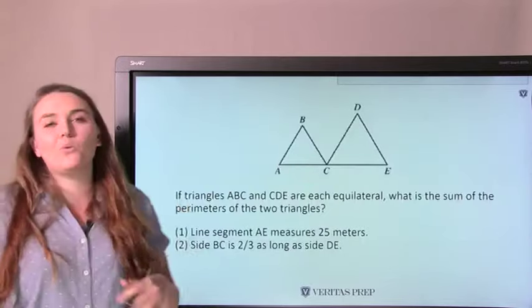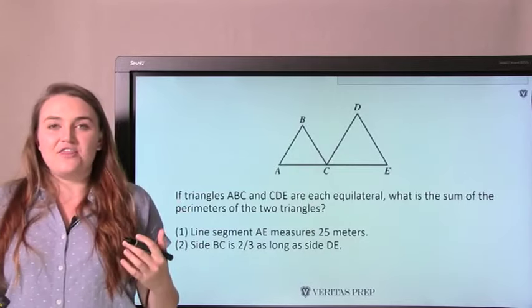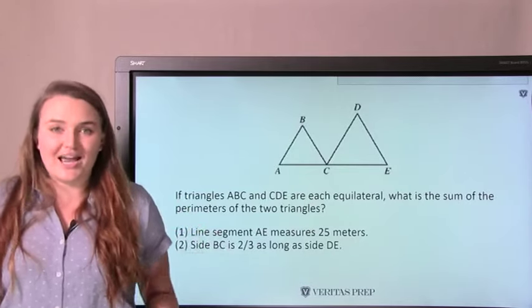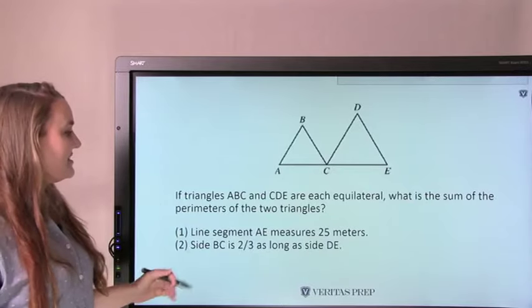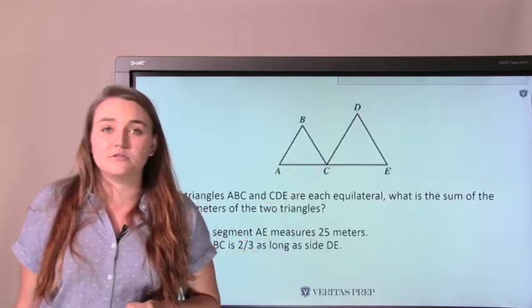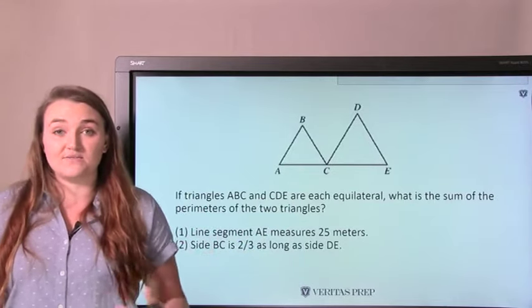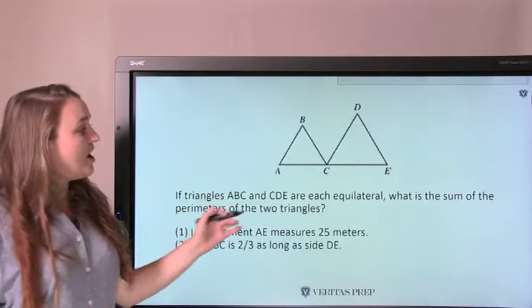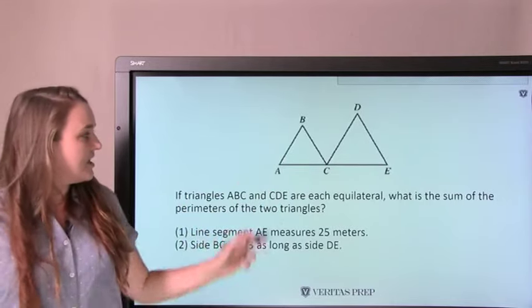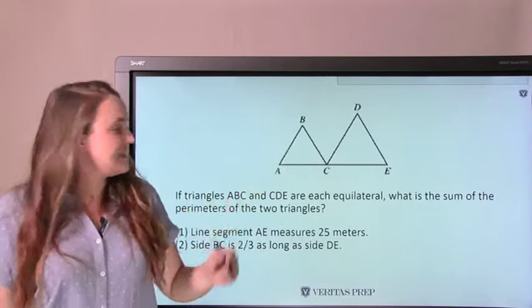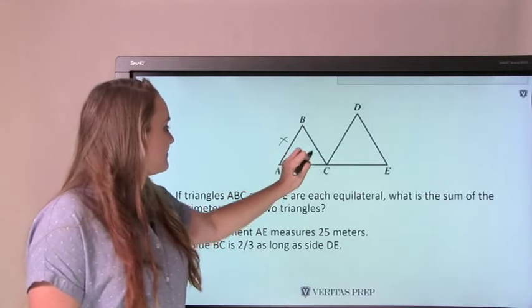But let's talk about what I mean by this idea that the collective is the objective. In this question, I'm asked if triangles ABC and CDE are each equilateral, so potentially not the same respective size as one another, but we do know, based off the fact that we have two equilateral triangles, that each of the sides of ABC is the same, so let's call that X.